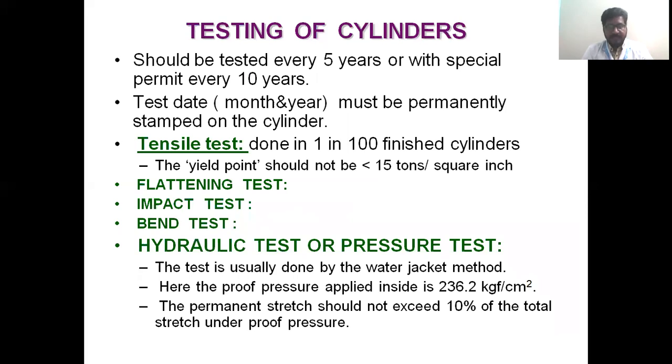Before using the cylinder in the anesthesia machine, gas cylinders are tested every 5 years, or with special permit every 10 years. The test date, comprising month and year, must be permanently stamped on the cylinder.